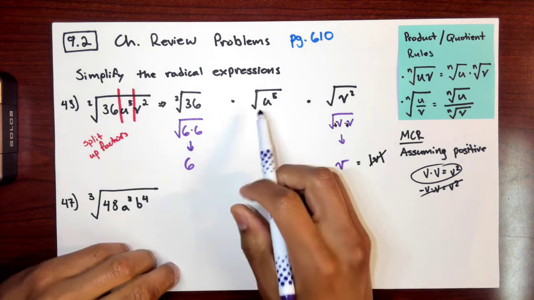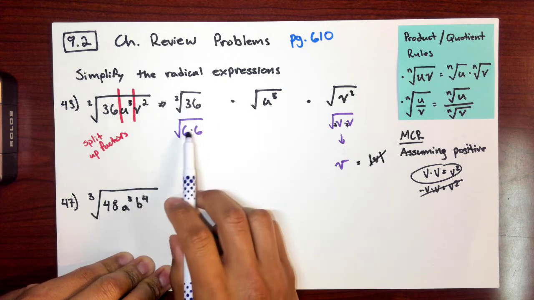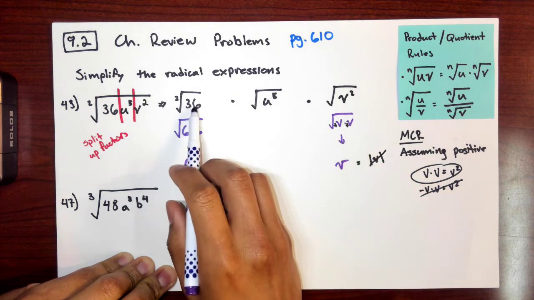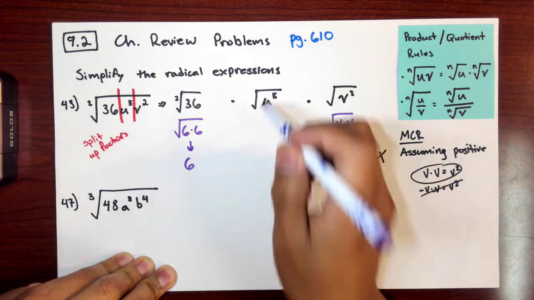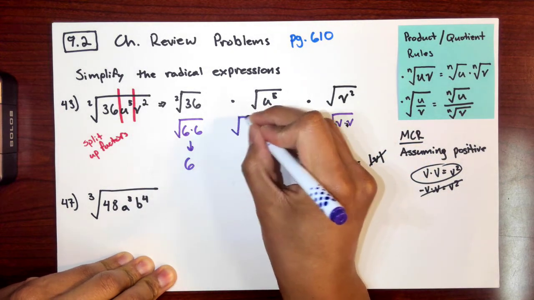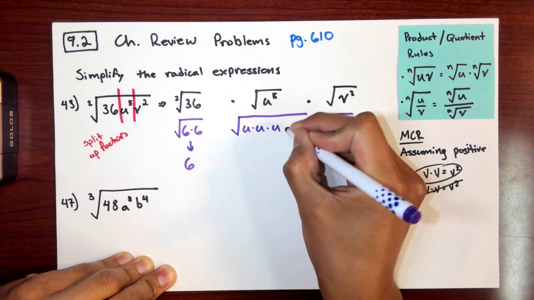Now this one's a little bit more complicated. Now you notice that for these, I split up whatever value I had into its factors. So here v times v, here 36, 6 times 6. We're going to do the same exact thing for this one right here, and that's just a good way for us to be able to visualize what's going on.